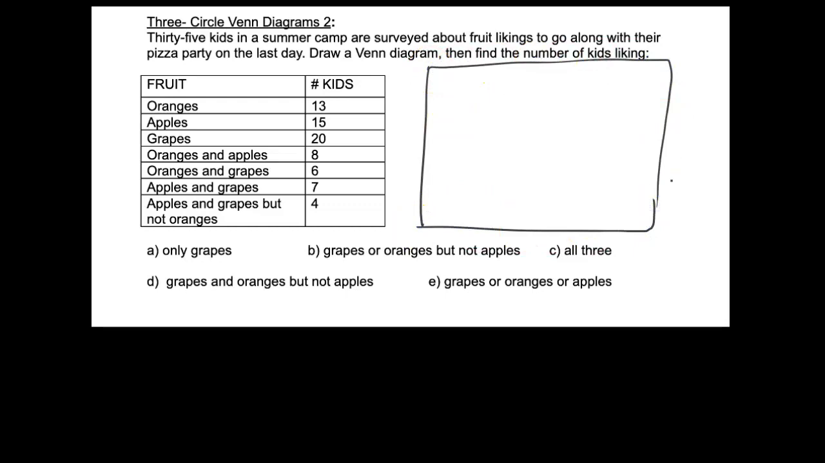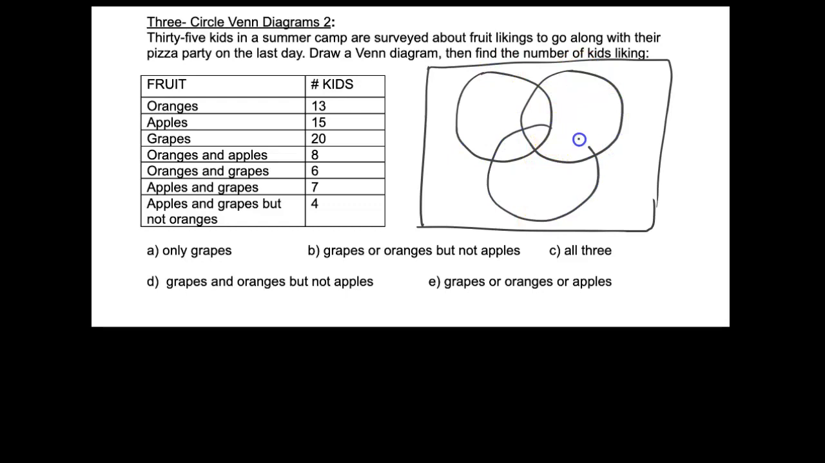It doesn't really matter how I draw it as long as I have the 3 circles. So I'll draw mine like this, and I'll say this is apples, and then grapes, and then oranges. And then I'm going to work through the diagram and see if there's any numbers that I can put directly right in the diagram.